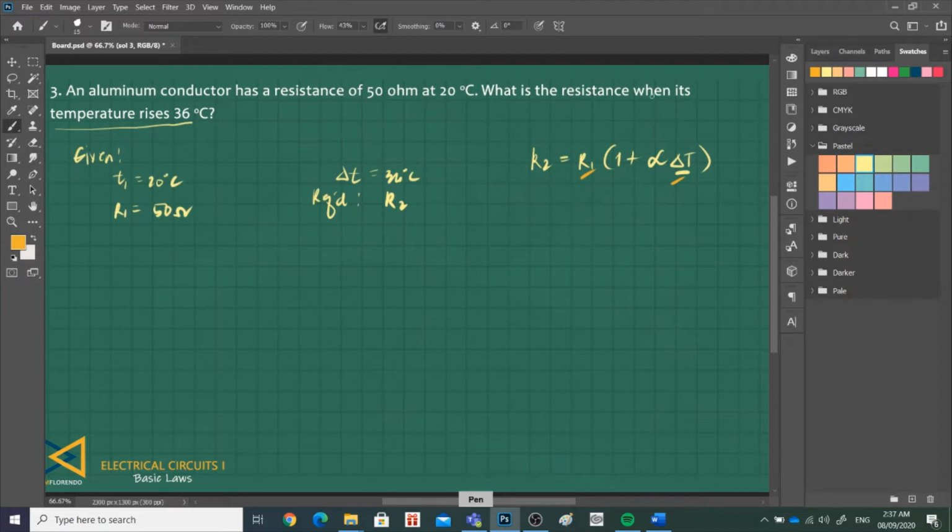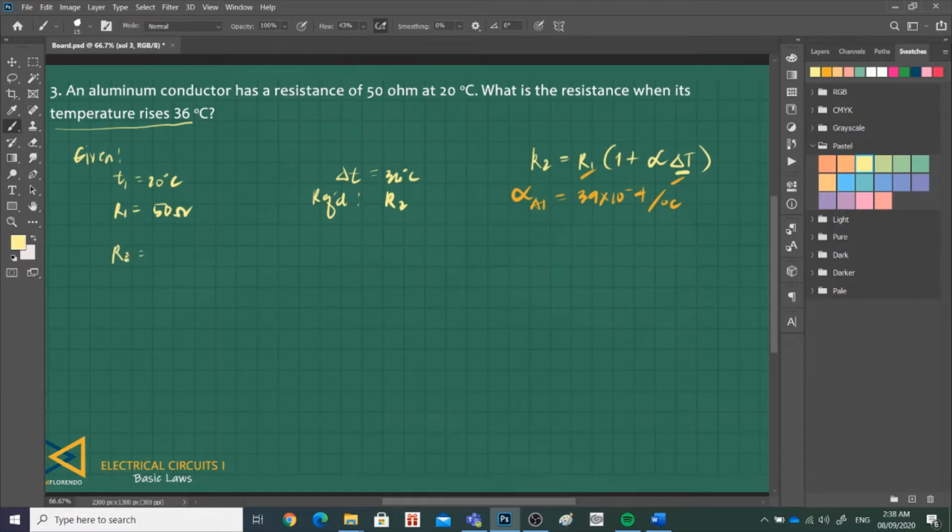Okay, this is from table. Alpha of aluminum, in terms of degrees Celsius, this is the temperature coefficient of resistivity ng aluminum, which is 39 times 10 raised to negative 4 per degree Celsius. Ayan. So, this is our working formula. So, nakaayos na yung working formula natin.